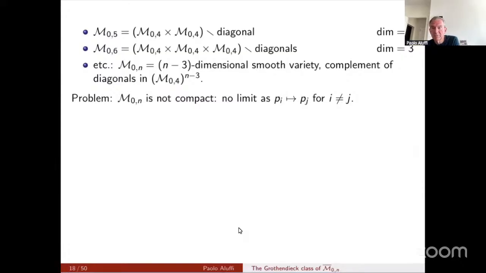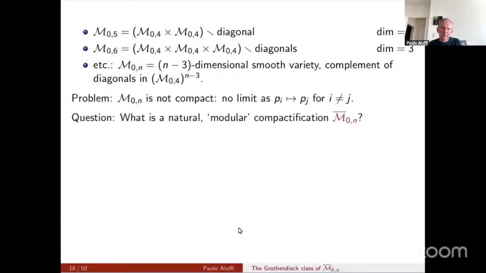However, you always want, if you can, to work with compact objects. Intersection theory, for example, works better on compact varieties than on non-compact varieties. So you look for a compactification of this. Why is this not compact? Because as Pi comes to Pj, they cannot collide. Imagine you have 2 points that are trying to come together and the limit is not in this space.